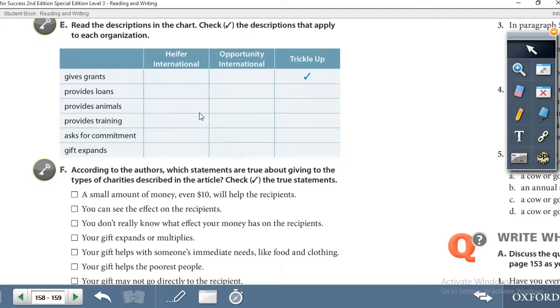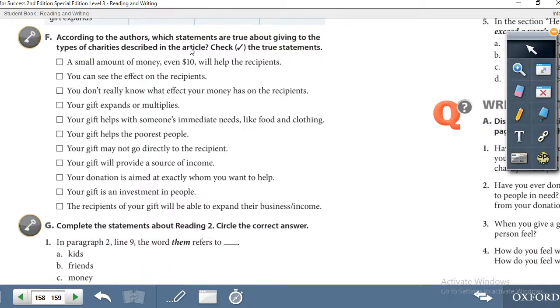Choose one of the organizations. Provides training, check one of the boxes from the organizations. Ask for commitment, check one of the boxes that matches the organization. And the last one, gift expands, you will choose one of the organizations. Next we have exercise F.